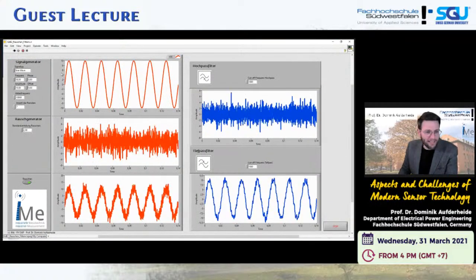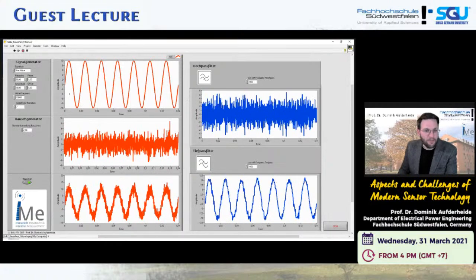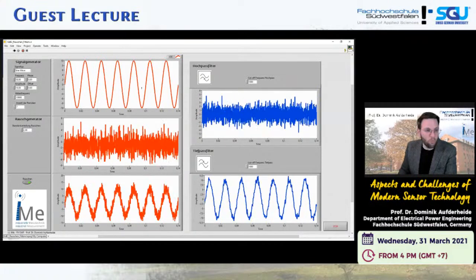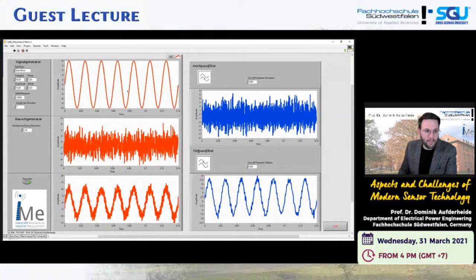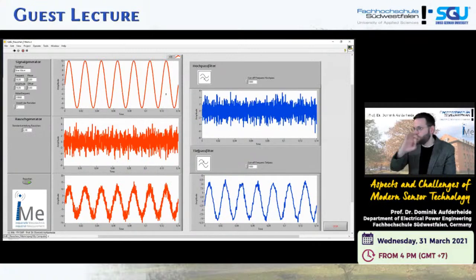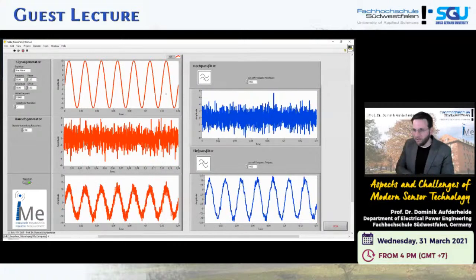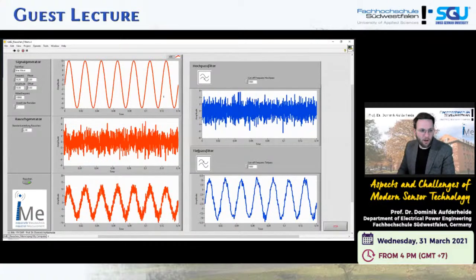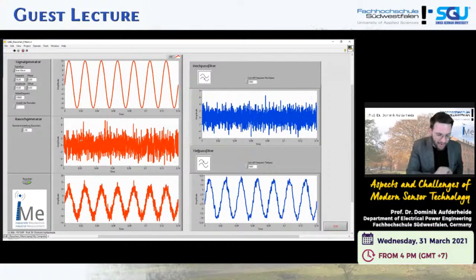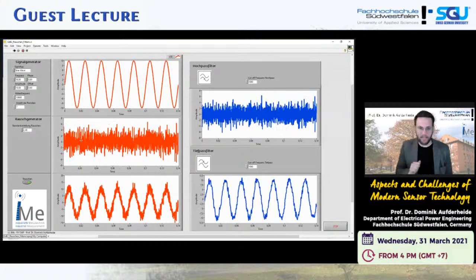So let us assume this sinusoidal curve here on top. This is the real value we want to measure. So the ideal sensor would deliver such a signal. Perfect. I can tell you this will never be the case. Never. You will always have the interference of noise, and we are defining noise, and this is very important, as a random interference to your signal.